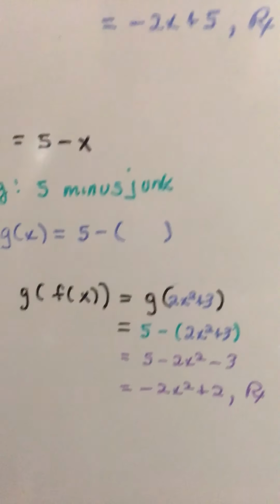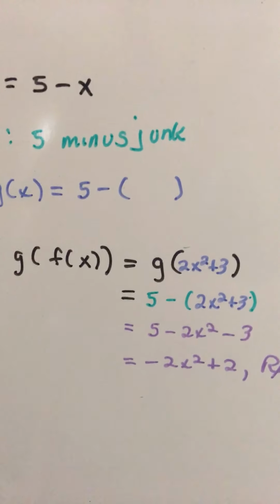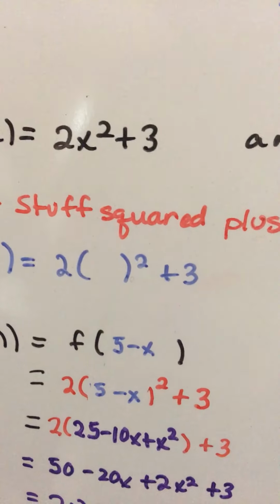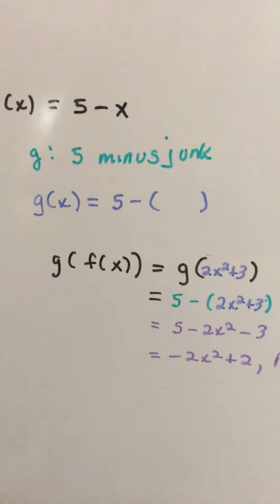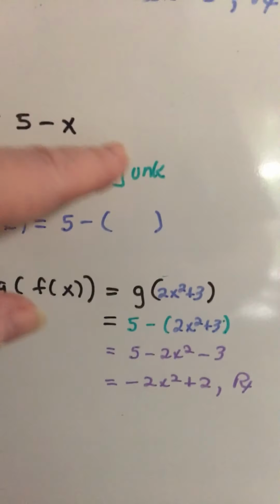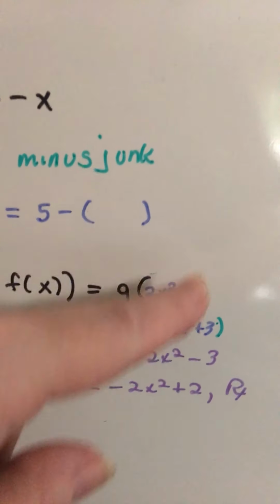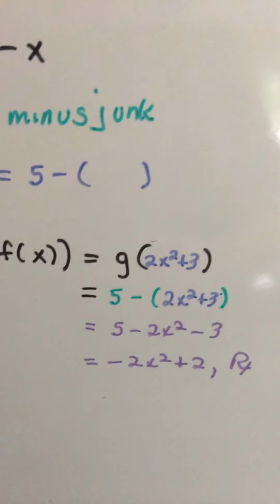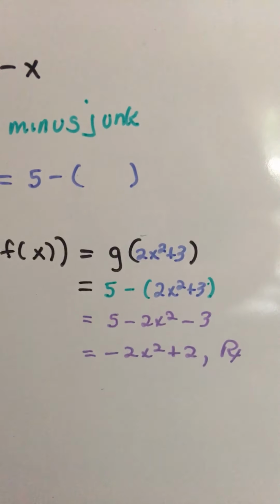Now going the other way, g of f of x. Well, what is f of x? f of x is 2x squared plus 3. So I've inserted it. What does g say? Do 5 minus all of your stuff, not just the first term. It's more than one term. You need a parenthesis. And I end up with negative 2x squared plus 2.